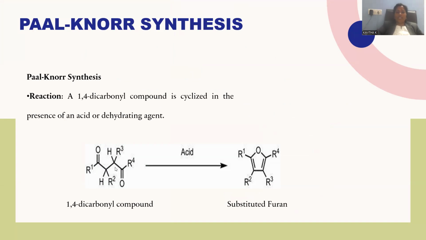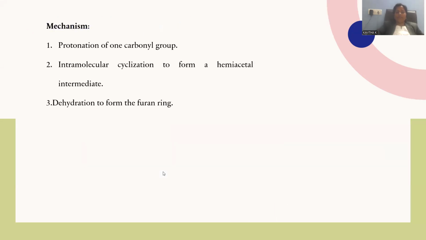A 1,4-dicarbonyl compound is taken as the starting material, treated with acidic conditions. Upon acidified conditions, this diketone is transformed into a tetrasubstituted furan. This is a substituted furan as the final product. In order to explain this transformation, we have to go through its mechanism.